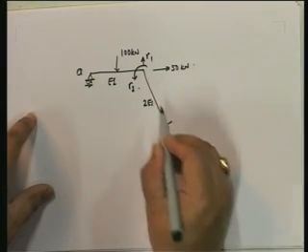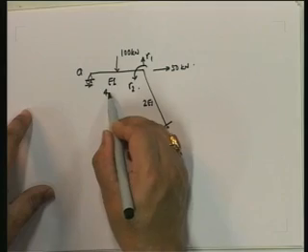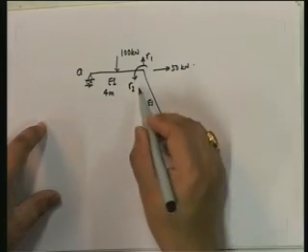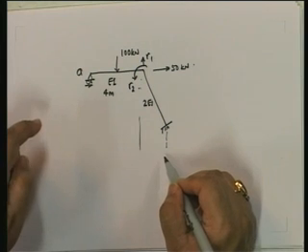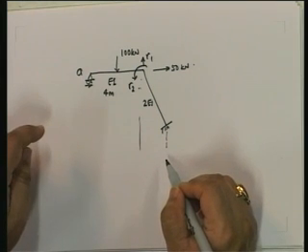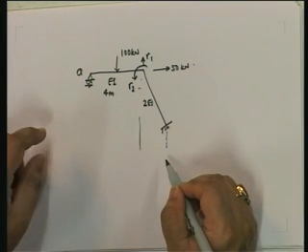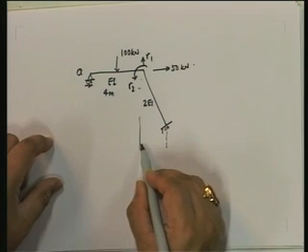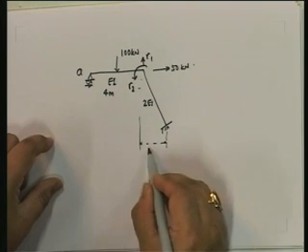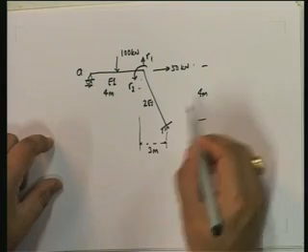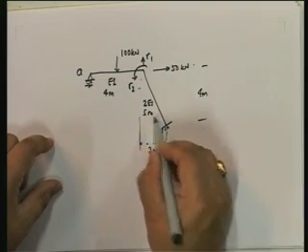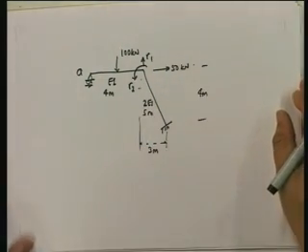So this is 2EI and this is still 4 meters. The only difference here is that this is going to be equal to 3 meters and this is equal to 4 meters. So the total length is still 5 meters. It's just inclined.